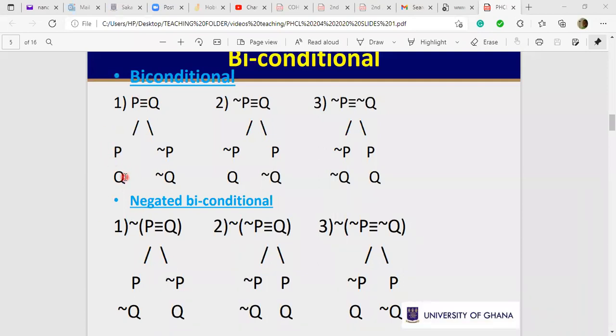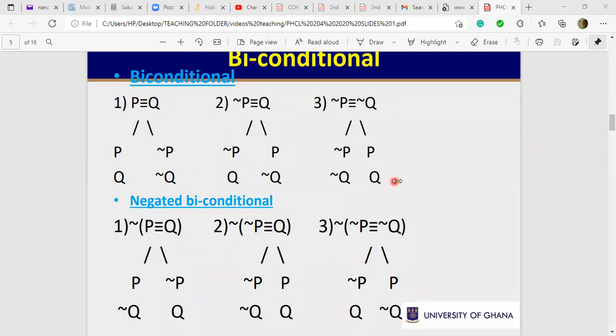So either they are true together or they are false together. Those are the possible ways of making the biconditional true. Now translate, using our dictionary, translate this formula. I've showed you that the English word to use for a biconditional is what? If and only if. So translate this for me. I think that would be the last question.